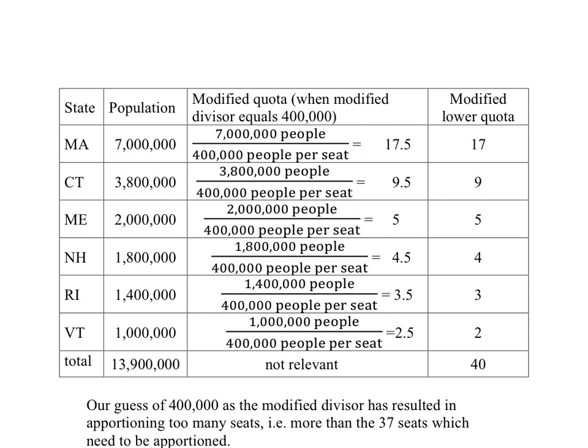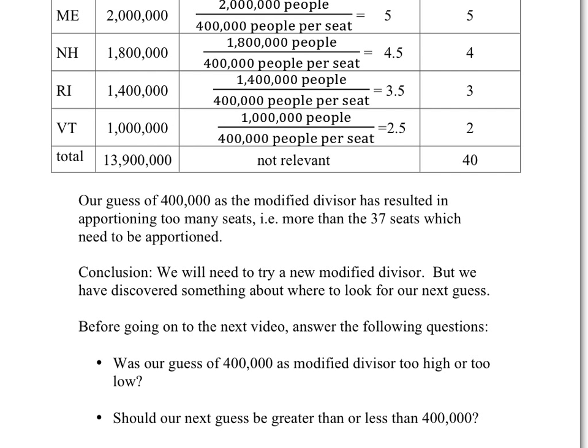We can carry this out for all 6 states. We find the modified lower quota for each one just by rounding down to the nearest integer, leaving that 5 alone as 5, and add them all up. What do we get? We get 40 seats given out. All right, so we've apportioned too many seats. That's okay. This is a guess and check method. We've guessed, we've checked, and we've discovered 400,000 as a modified divisor does not give us an apportionment of exactly 37 seats, and therefore we need to try a new modified divisor.